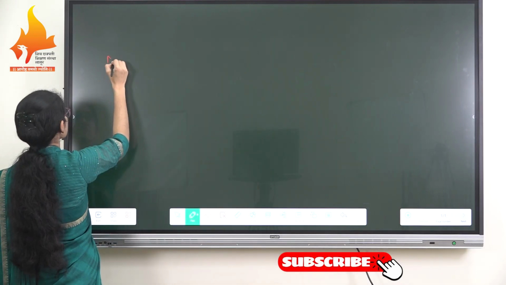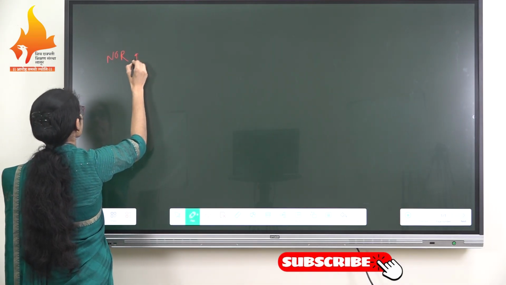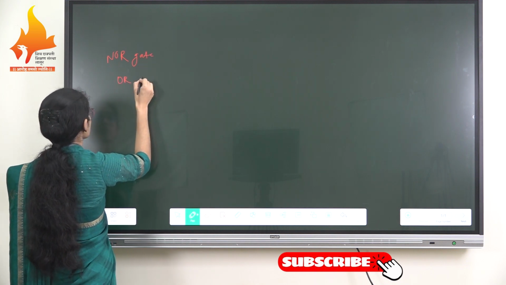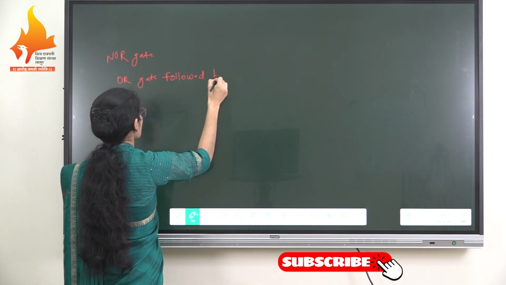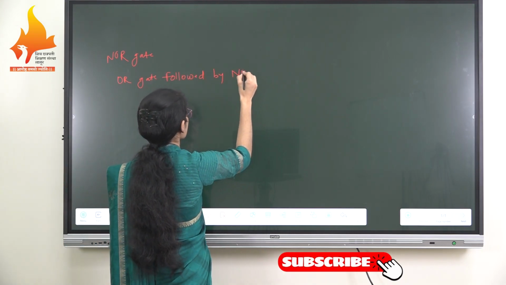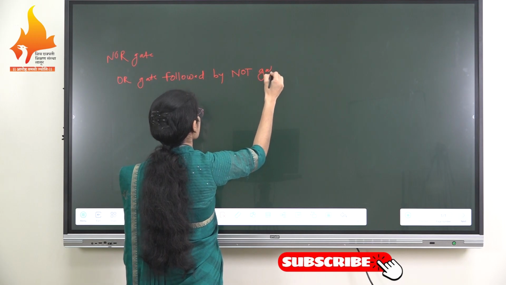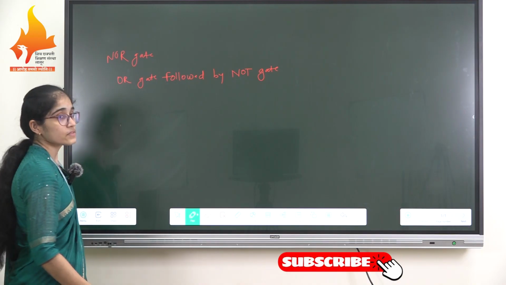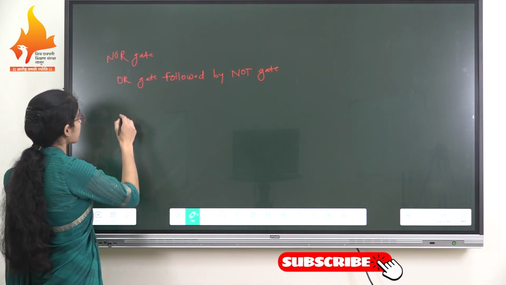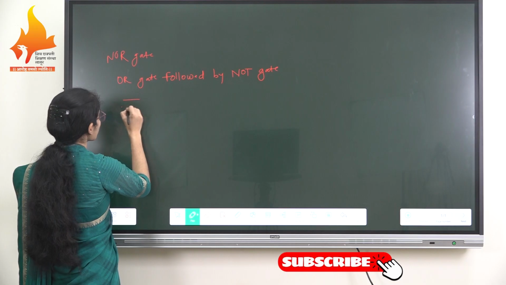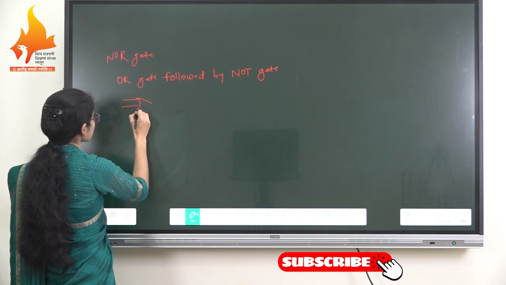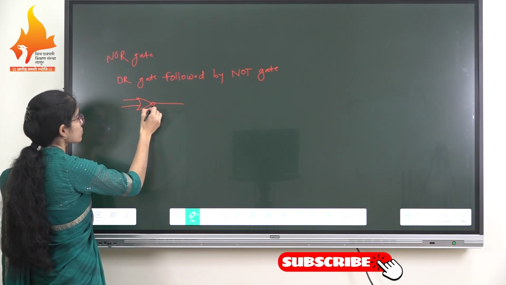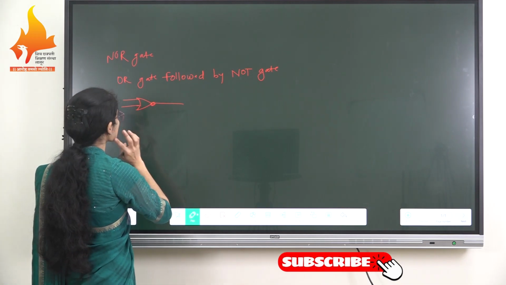The second one we will see is the NOR gate. The NOR gate is an OR gate followed by a NOT gate. That means it gives the total complement output of the OR gate. The symbol for the NOR gate looks like this. Here it shows the symbol for the OR gate, and this bubble shows the NOT gate.